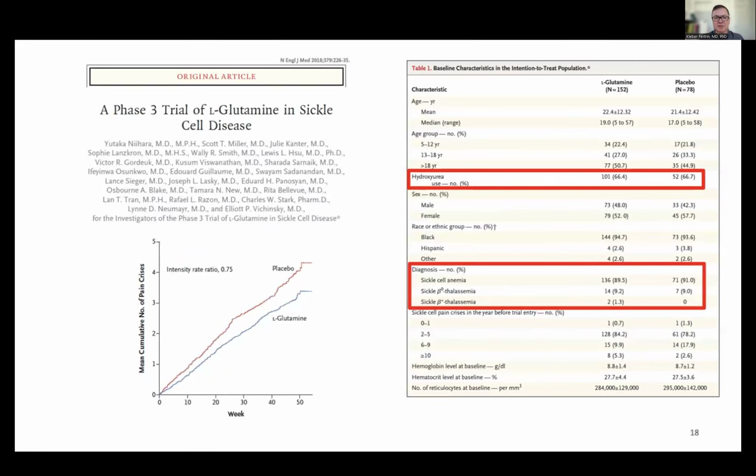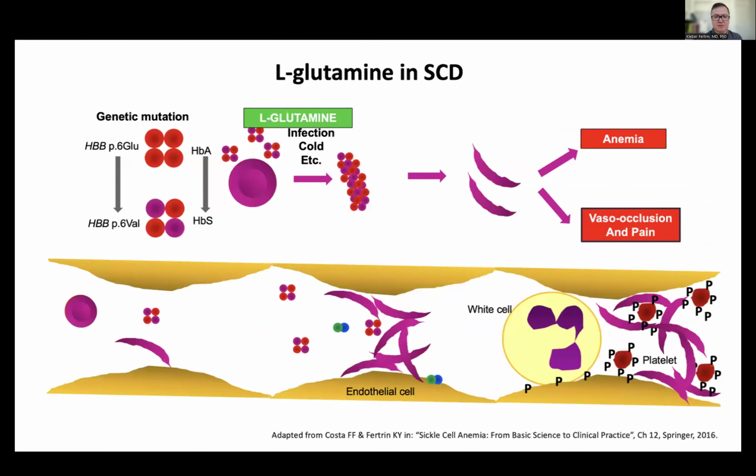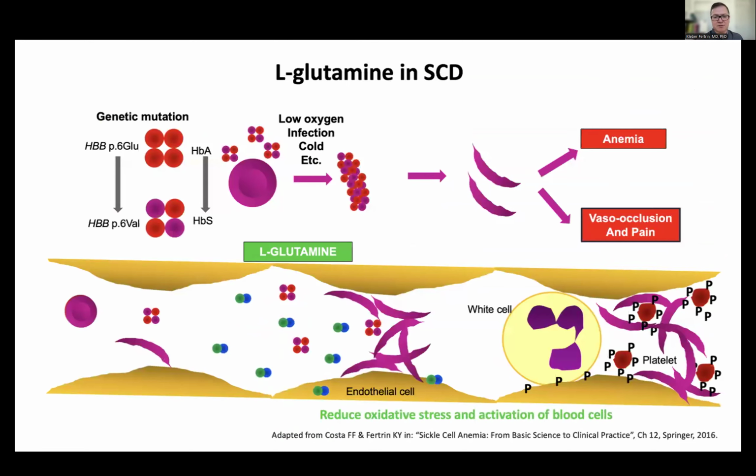Then moving on to L-glutamine, this was approved in 2017. I'm just highlighting that the study tested L-glutamine in patients with sickle cell anemia, beta thalassemia, and beta plus thalassemia, but not SC disease, and that 2/3 of patients were on hydroxyurea. So it's a therapy that can be used on top of hydroxyurea. What L-glutamine does is mainly reduce the oxidative stress, so decrease the amount of damage the red cells take, and also reduce the activation of the blood cells in general, which is why we think it decreases vaso-occlusion. As you can see, it doesn't do anything to the hemoglobin, so L-glutamine will not improve anemia.